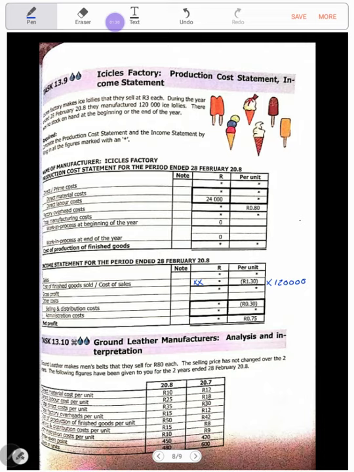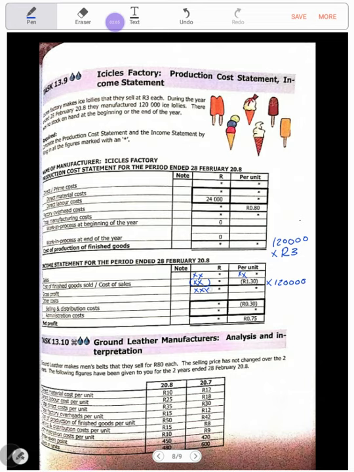All right. And then they said that we sold 120,000 ice lollies at 3 rand each. So that is going to be 120,000 times 3 rand in order to get the total amount of sales. And obviously to get the unit, I'm going to take that sales amount and divide it by 120,000 in order to get my per unit. Once we have those figures, we can say sales minus cost of sales to give us our gross profit.